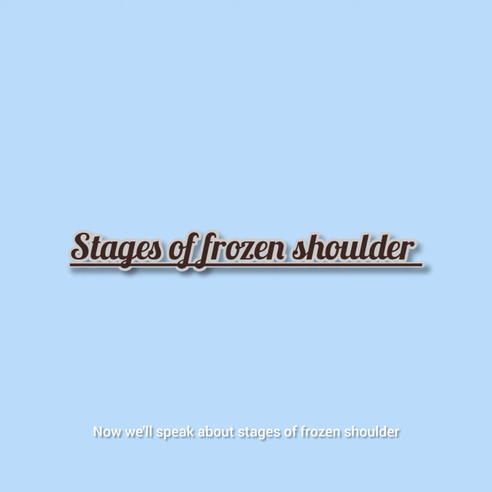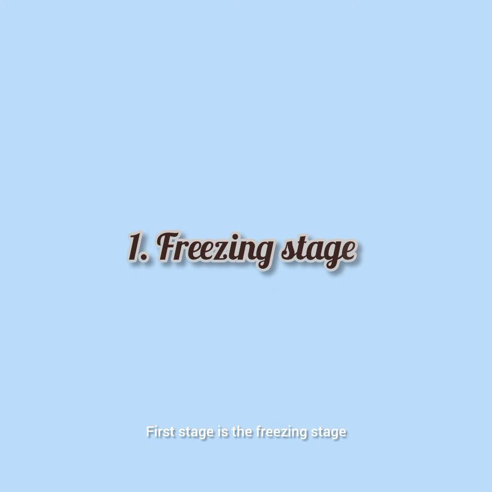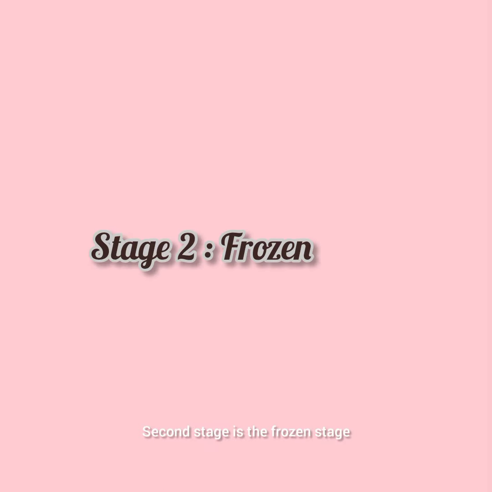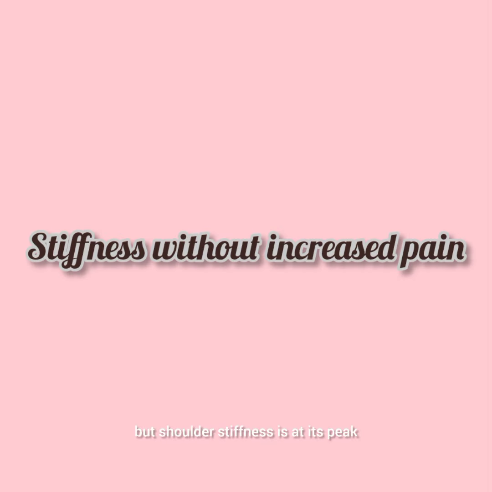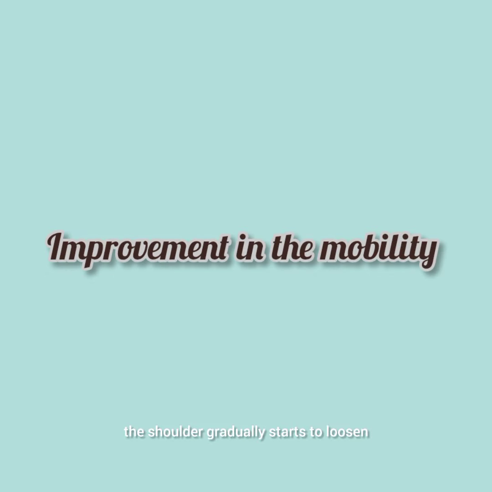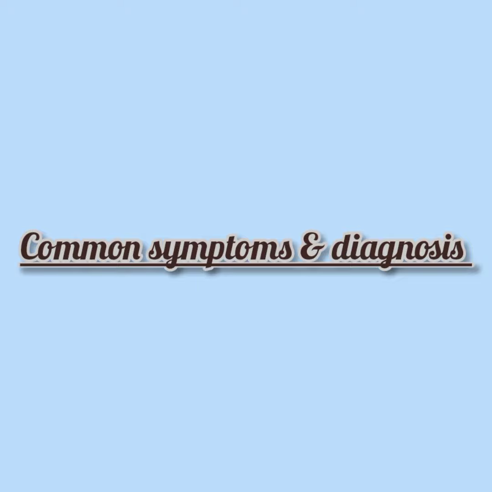Now we'll speak about stages of frozen shoulder. First stage is the freezing stage, which is the onset of pain, which gets worse over time and shoulder movement starts to become restricted. Second stage is the frozen stage, where pain may stabilize but shoulder stiffness is at its peak and everyday tasks can become difficult. And finally, in the thawing stage, the shoulder gradually starts to loosen and range of motion improves over time.